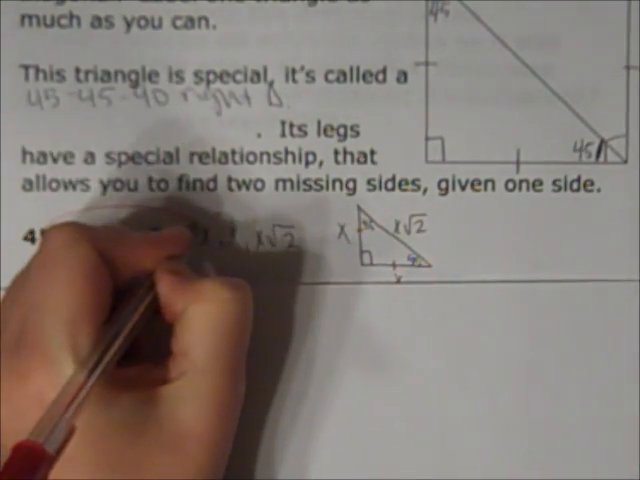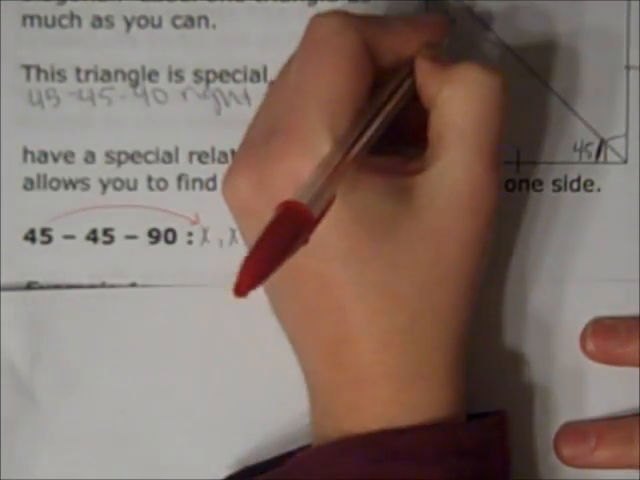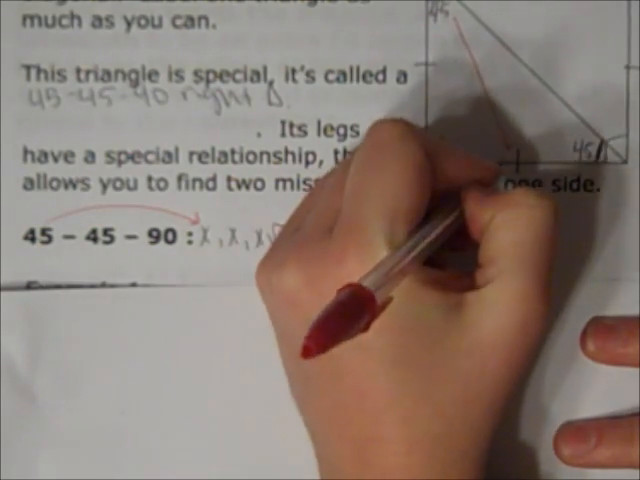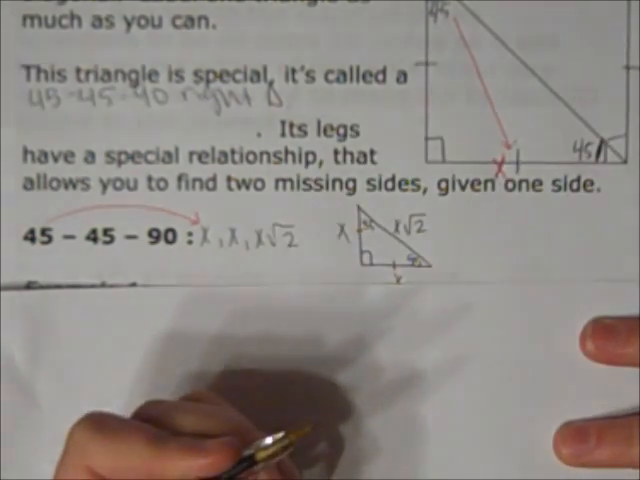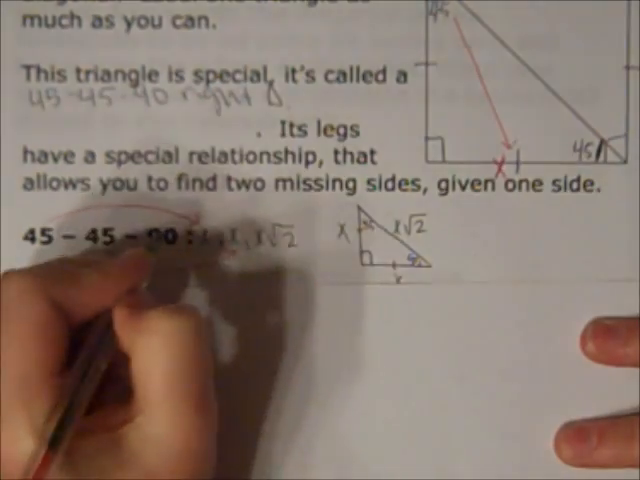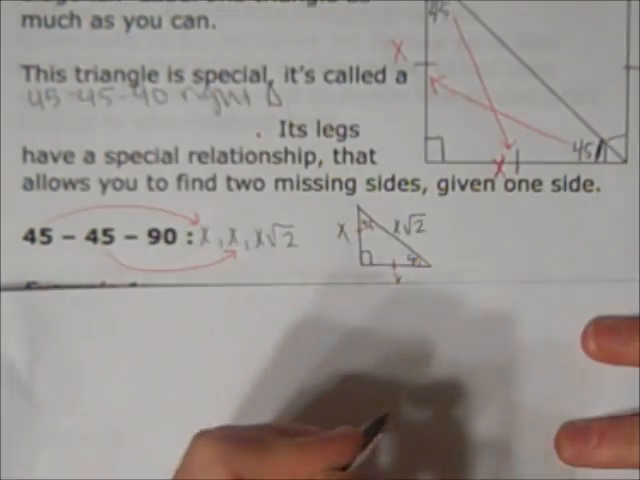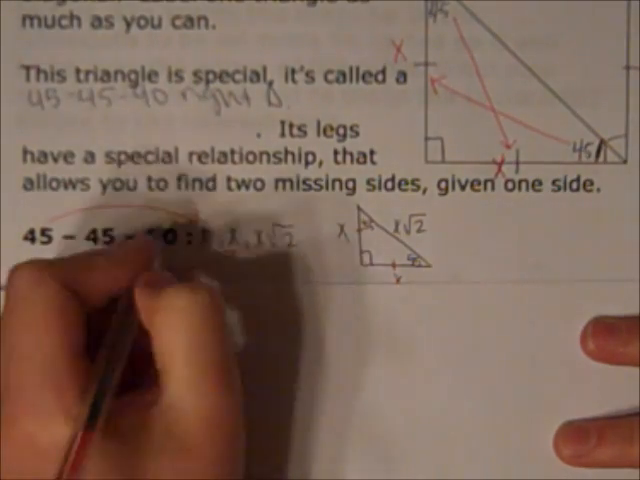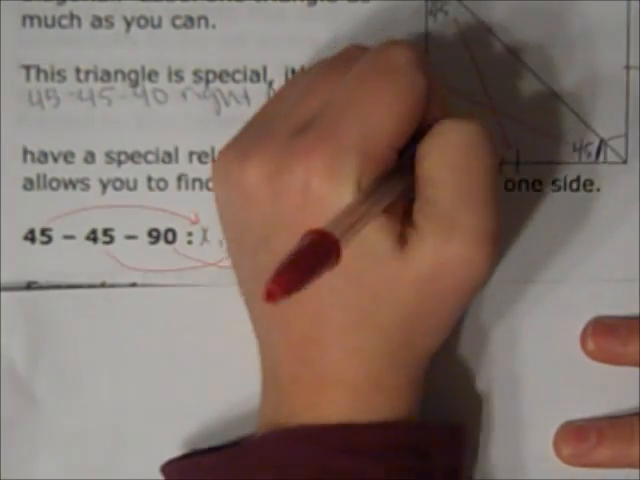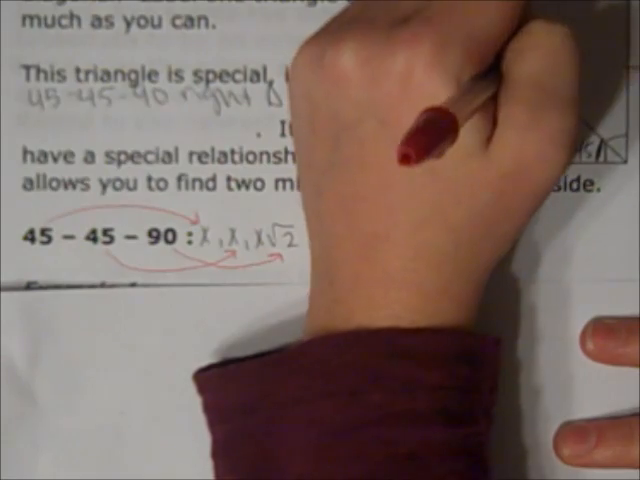So what that means is across from the side that is a 45, we're going to put an x. We're going to do like a proportion. Across from the other 45, obviously, is going to be the same thing, because if the angles are the same, then the sides are the same. And across from the 90, the hypotenuse is going to be x square root of 2.